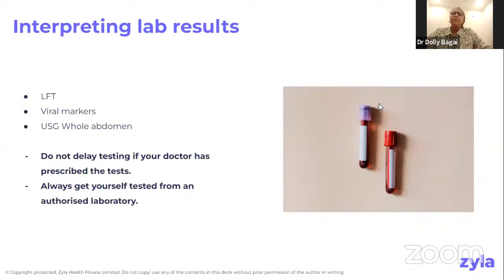If your doctor has prescribed the test, always get yourself tested from an authorized lab. I repeat, authorized lab, because most of the labs do not have a standard technique of conducting these tests, and we may get wrong lab results and we land up in a mess. Because as it is, when we get hepatitis, we get extremely worried and extremely tense. And if the lab results are worsening, it is even more of a cause for concern. So therefore, please get yourself tested from an authorized, standardized lab, so that there is no confusion as far as interpretation of these lab results is concerned.